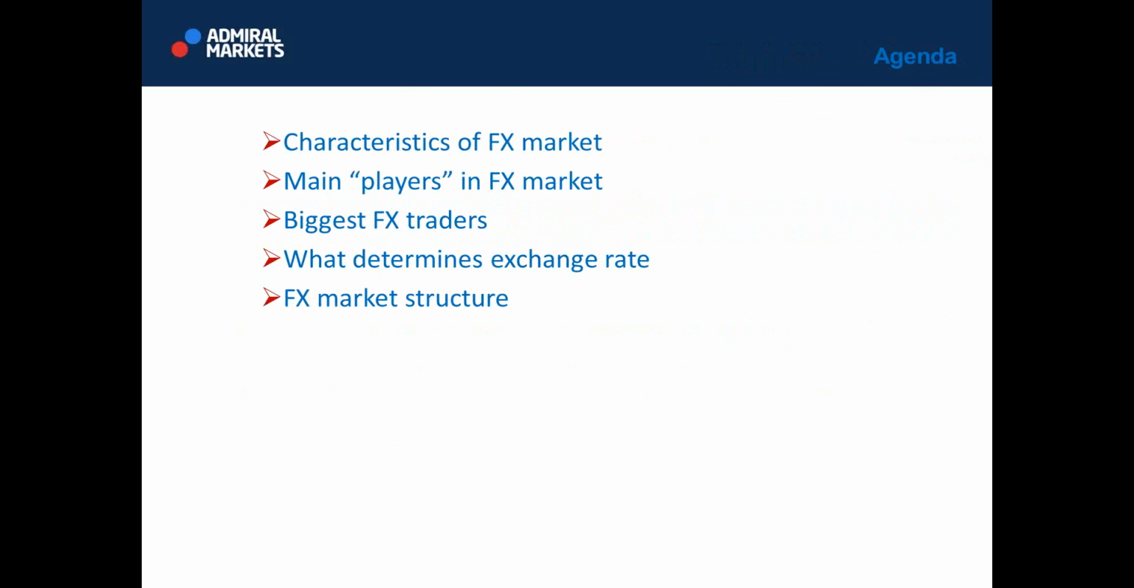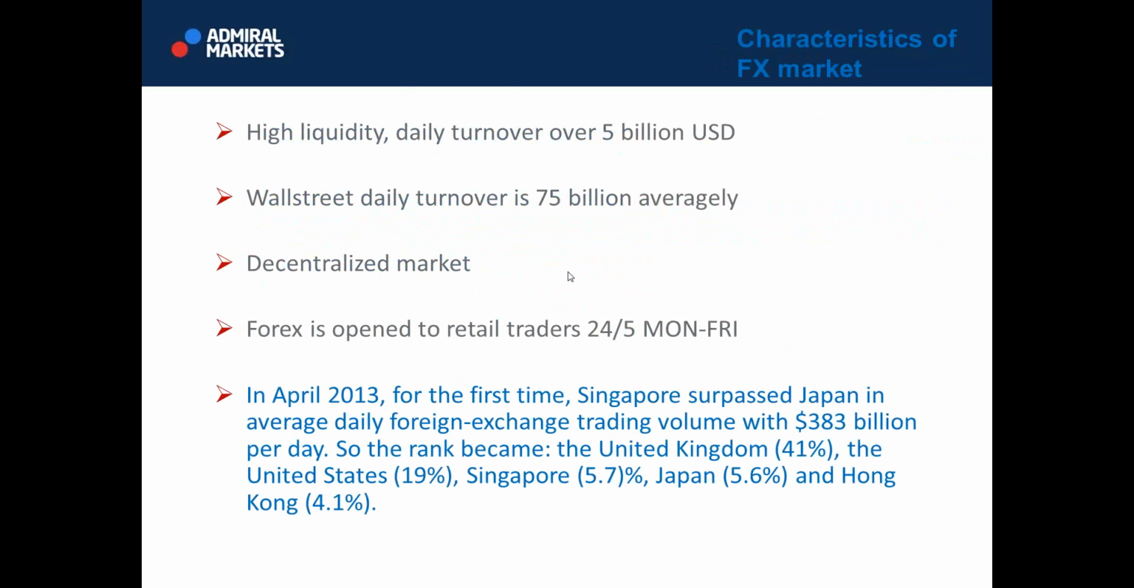Today, I'm going to talk about characteristics of the Forex market, main players in the Forex market, the biggest Forex traders, then what determines the exchange rate, and Forex market structure. You know the characteristics of the Forex market basically. We talked about that, so we won't mention it far and wide. I need to tell you that the Forex market has very high liquidity. Daily turnover is over $5 billion US. Wall Street daily turnover is 75 billion on average. So the Forex market is really big. I always compare it to a fast-paced marathon. Basically, we are the long-distance runners, and we try to stay in this lane as long as we can.